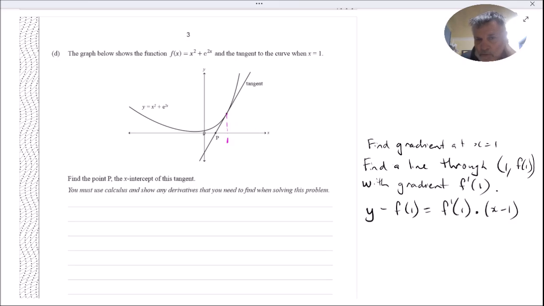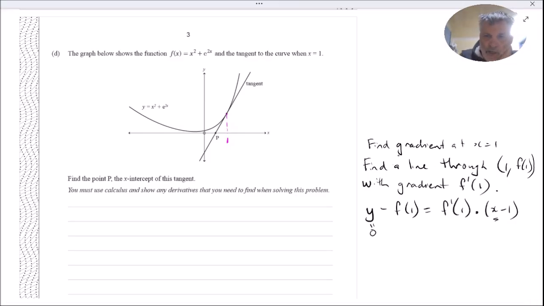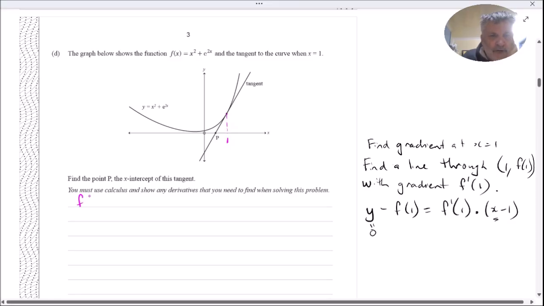And then along the x-axis, y is 0. So we then just put y equals 0 in here, and we've got an equation that we can solve and find x. So that's basically our strategy. It says here first to find the gradient, but we do need f of 1. So I'm going to do that first. We need f of 1. That will tell us the y coordinate here.